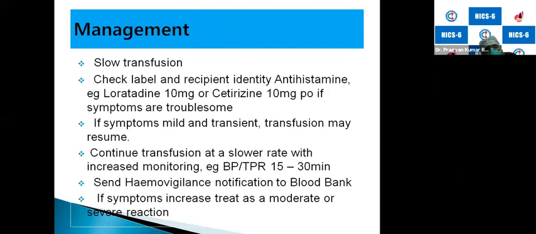Management is we slow the transfusion, check label and recipient identity, and give antihistaminics like loratadine, cetirizine if symptoms are troublesome. If symptoms are mild and transient, transfusion may resume. Continue transfusion at a slow rate with increased monitoring, BP per 15-30 minutes, and send a hemovigilance notification. So a small antihistaminic dose can solve the issue here, and we can resume the transfusion.